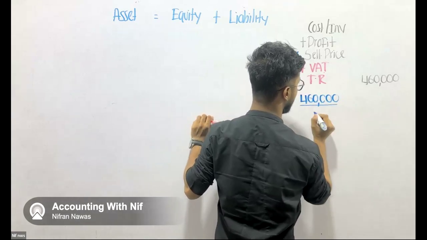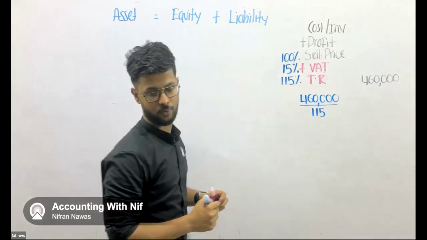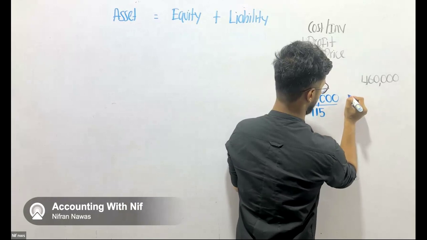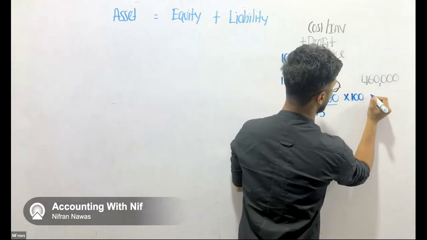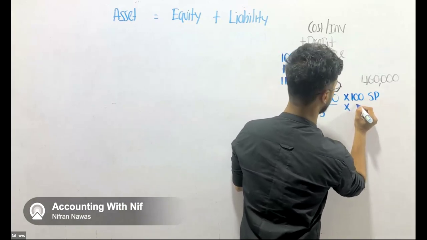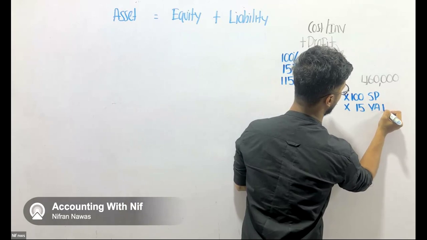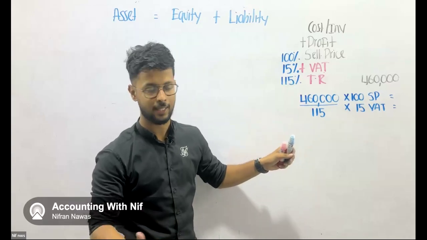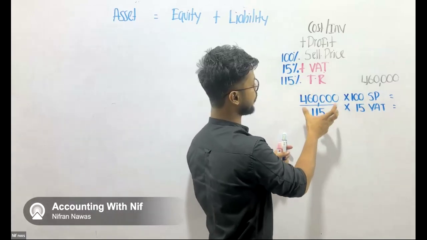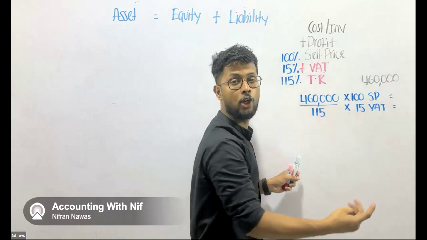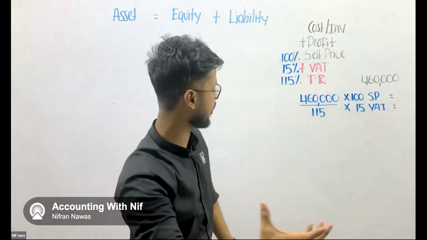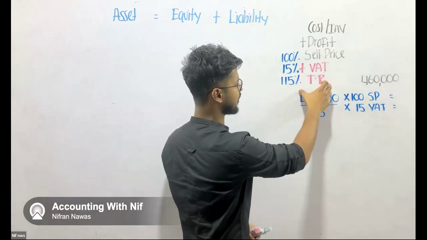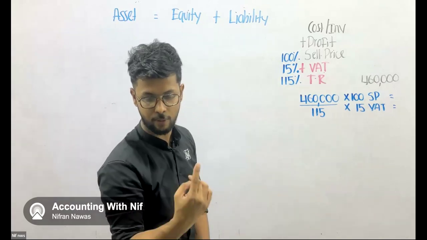I know. You all know this, I guess. 460,000 is reflected by 115%. So if you multiply this by 100, you will get your selling price. If you multiply this answer by 15, you will get your VAT. So the logic behind this equation works like this. 460,000 divided by 115, right? Once you divide 460,000 by 115, you get the value represented by 1%.